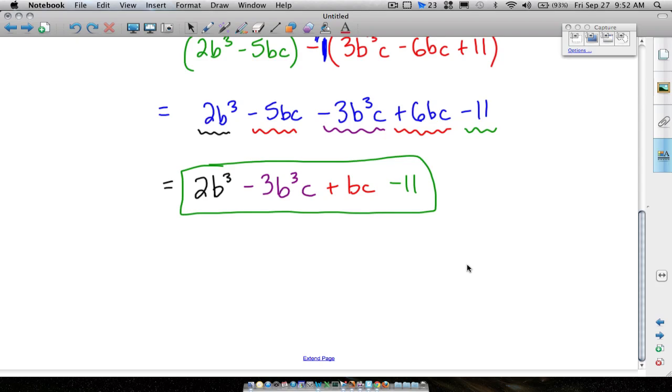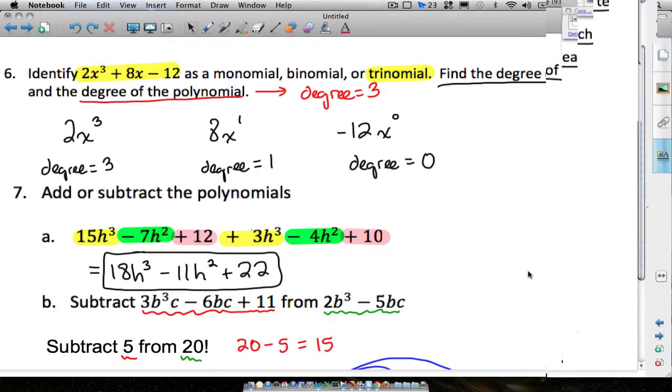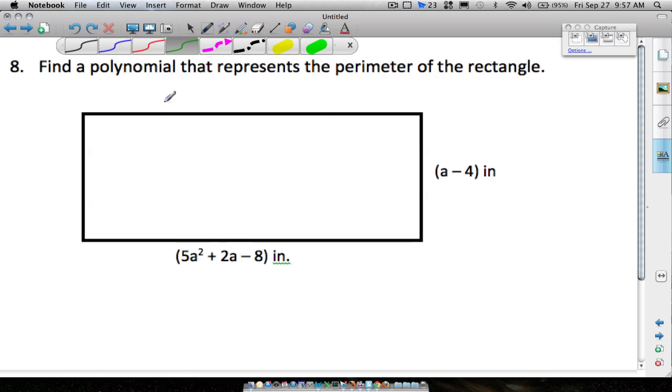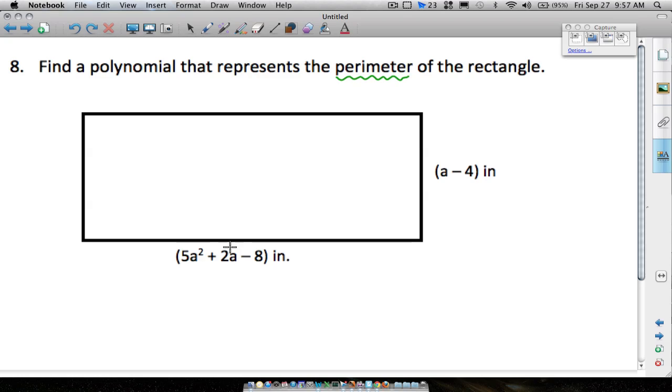Forgot what number that was, but anyway, that should have been number 7, I guess. So in number 8, we want to find a polynomial that represents the perimeter of the rectangle. Perimeter is the distance around the shape. So we don't want to multiply this trinomial times this binomial.